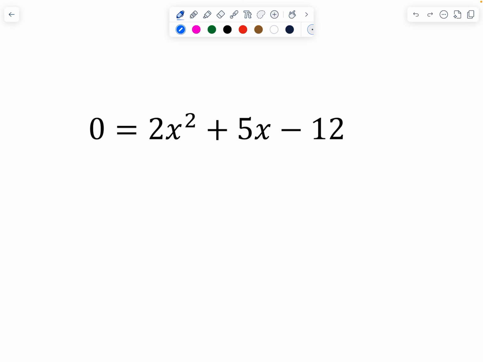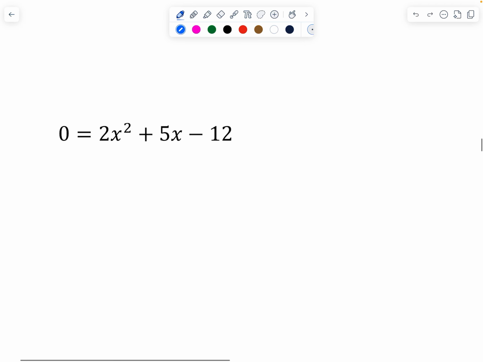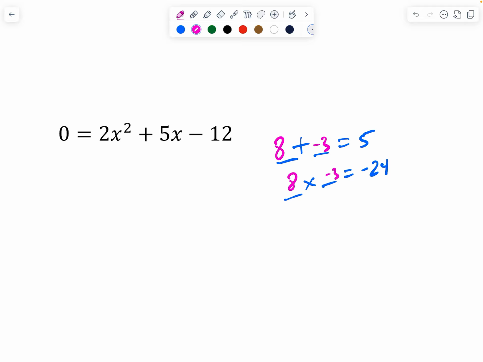All right, next one up. So we want to add, is there a common factor? No. Is it a binomial or a trinomial? It's a trinomial. Is it the easy one? No. Is it a perfect square? No. It's the MFFM method. So we do what adds to 5 and multiplies to, remember we do 2 times negative 12, which is negative 24. Two numbers are 8 and negative 3.